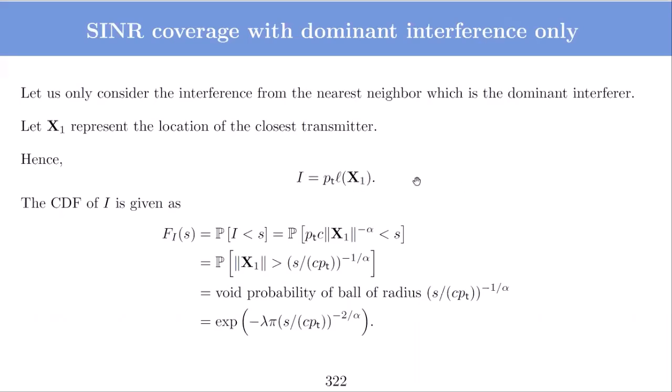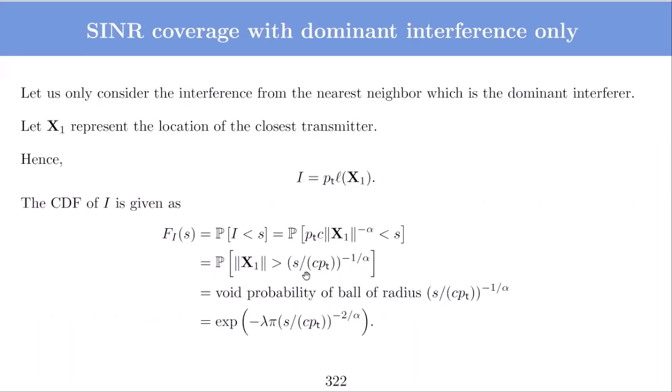So if I ignore all the other interference and only have this interference, then I can calculate the CDF. The CDF is given as I less than x equal to PT times the norm of x1 to the power minus alpha less than x. This will mean that if the interference is less than x, the nearest point should be at this much distance. So this is the same as the probability that x1 is more than this value. And we know that the probability that x1 is more than r is the void probability, that x1 does not lie in the ball of radius r around 0. That is given as e to power minus lambda pi r square.